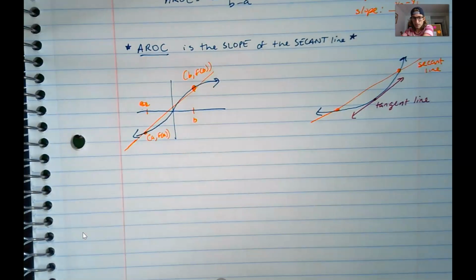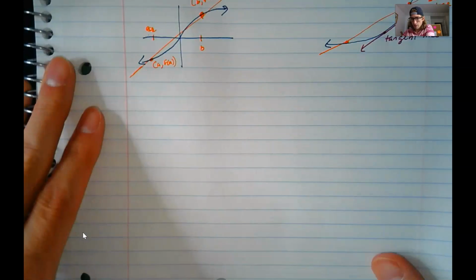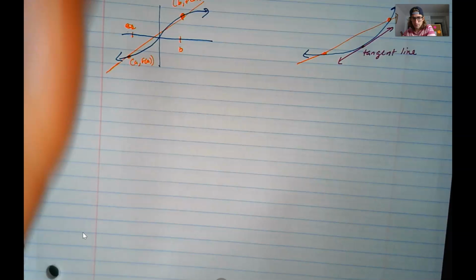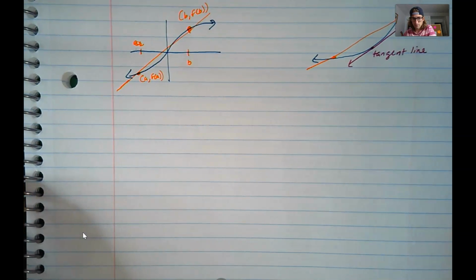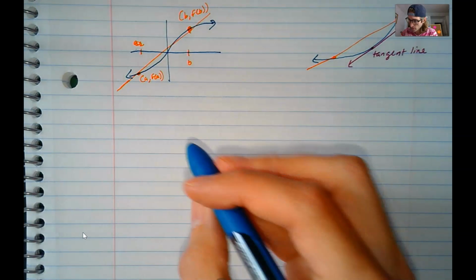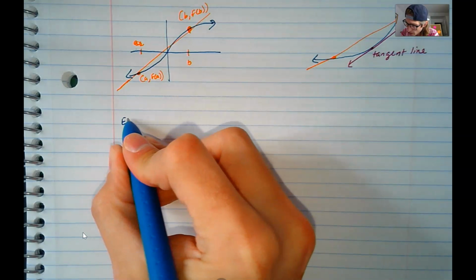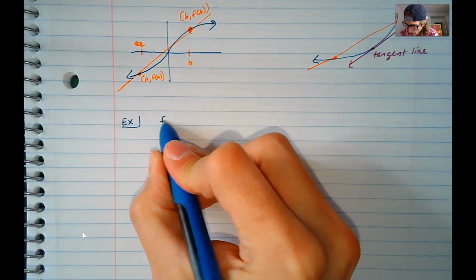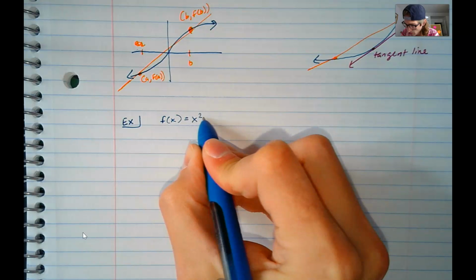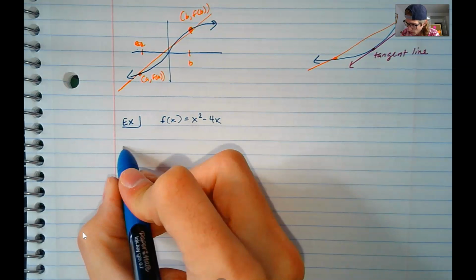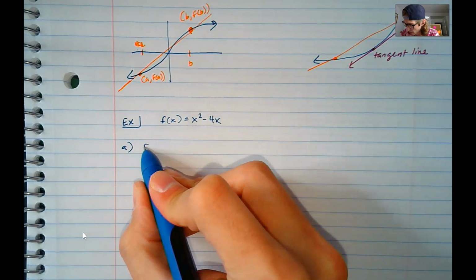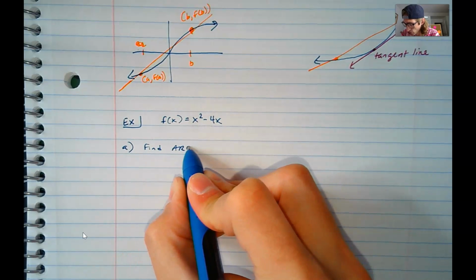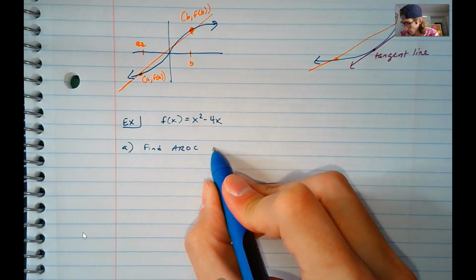Sorry about that wire. That's kind of ugly looking here. Okay. So let's use the function f of x equals x squared minus 4x. Let's find the average rate of change from 2 to x.